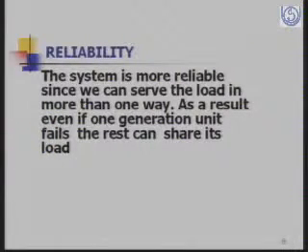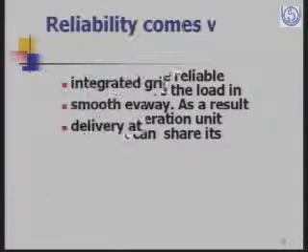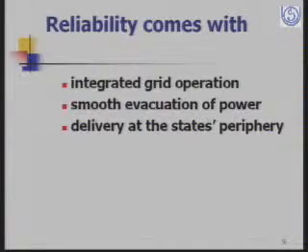Reliability. With the operation of the grid, the system is more reliable, since we can serve the load in more than one way. We have alternative paths. We have many generators and many transmission lines, so we can use one transmission line when the other transmission line fails. As a result, even if one generating unit fails, the rest can share its load. If we don't have a grid, then we will not be able to serve the load from alternative paths and alternative generators. Reliability comes with integrated grid operation, smooth evacuation of power, and delivery at the periphery.